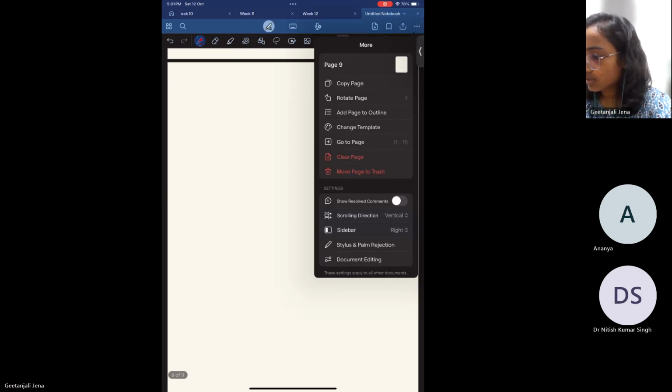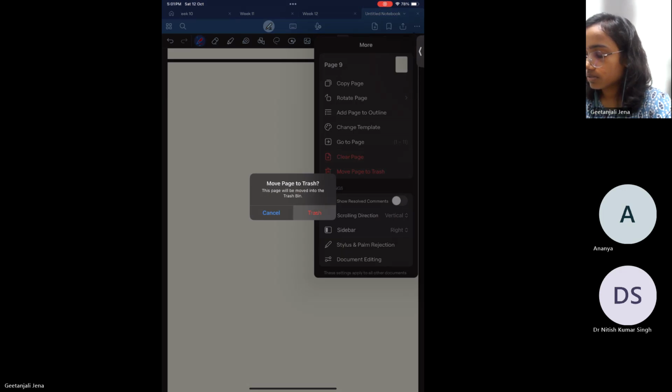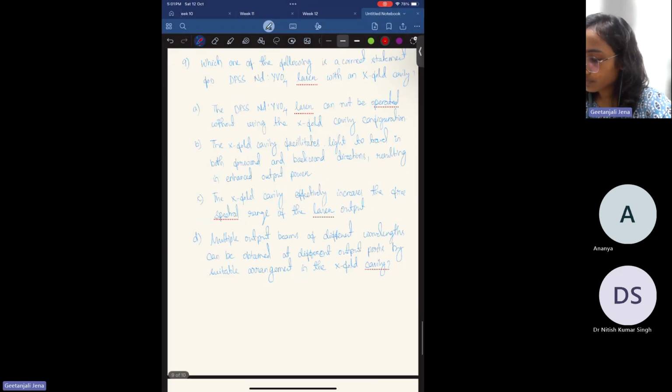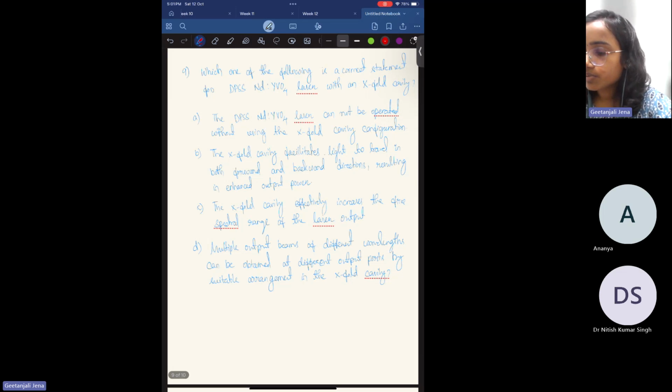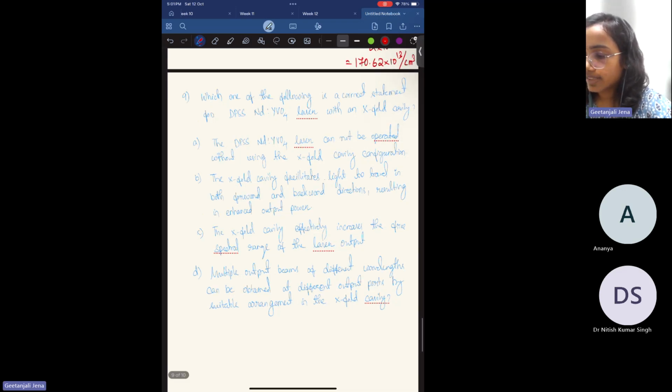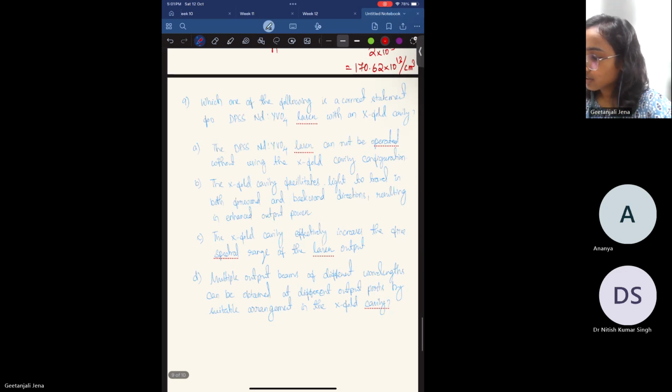Okay. So let us move to the next problem. Question 9 is: which one of the following is a correct statement for a diode pumped solid state YVO4 laser with an X-fold cavity? Option A says the DPSS YVO4 laser cannot be operated without using the X-fold cavity configuration, which is not correct. It can be operated without the X-fold cavity.